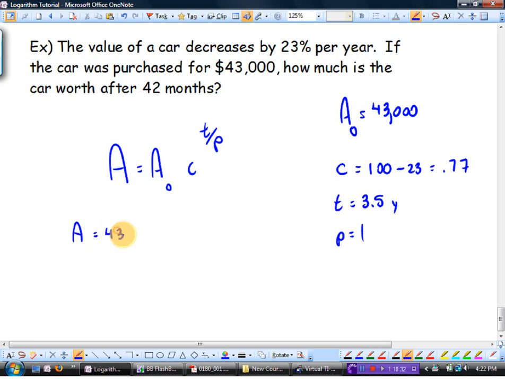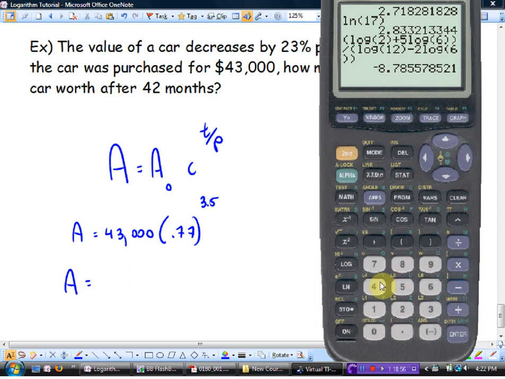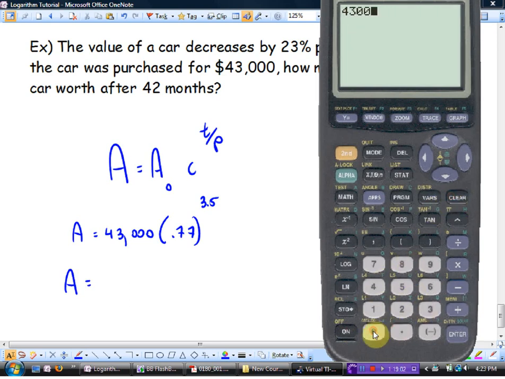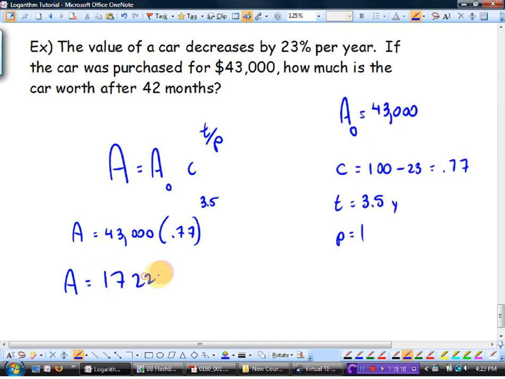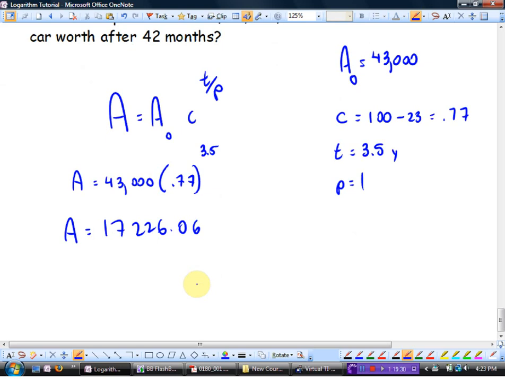A equals 43,000 times 0.77 to the power of 3.5 over 1. Forget it. Do I have the A by itself already? This is straight plug and chug. Clear. 43,000 times 0.77 to the power of 3.5. I get $17,226.06. That's not what you're going to see on the written. Multiple choice, maybe. But that was to jog your memory for this guy.